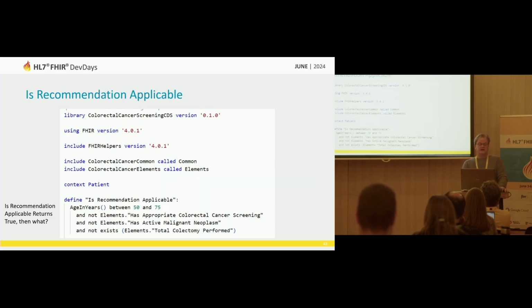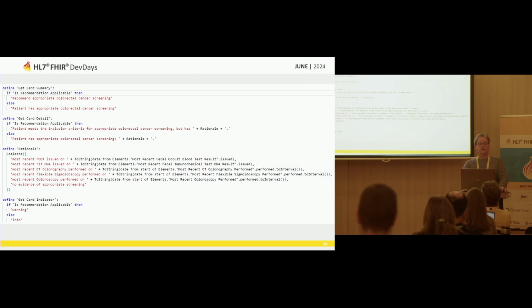So then, is recommendation applicable returns true? Then what? So in the case of CDS hooks, we actually want to build up a card. And so that card has things like the detail, the summary, the rationale, the indicator, is it a warning or a message? And not only do we want to be able to say this patient should get colorectal cancer screening, but we want to say why. We want to give some indication as to why. And so what we do here is actually roll up.